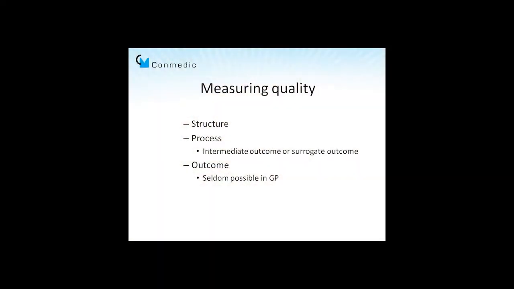We should be able to measure structures, processes, and outcomes, and all of us would like to have the outcomes because that's the real measurement. But to be honest, it's very seldom possible in general practice to have real outcome measures. So we are obliged to use process measurement all the time, and in the best cases we can find intermediate outcome measurements, or what some people call surrogate outcomes. I will give you an example later.